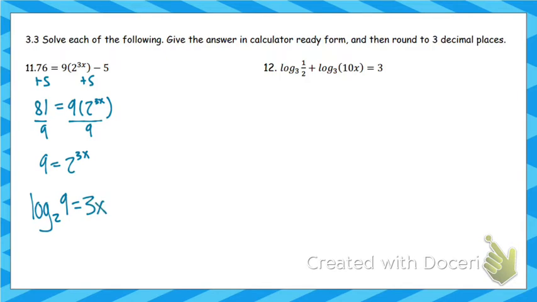Then you've got to get x by itself. So your last step to get x by itself would be to divide everything by 3. So log base 2 of 9 divided by 3 is your calculator ready answer. At this point, you would go ahead and type this into a calculator.